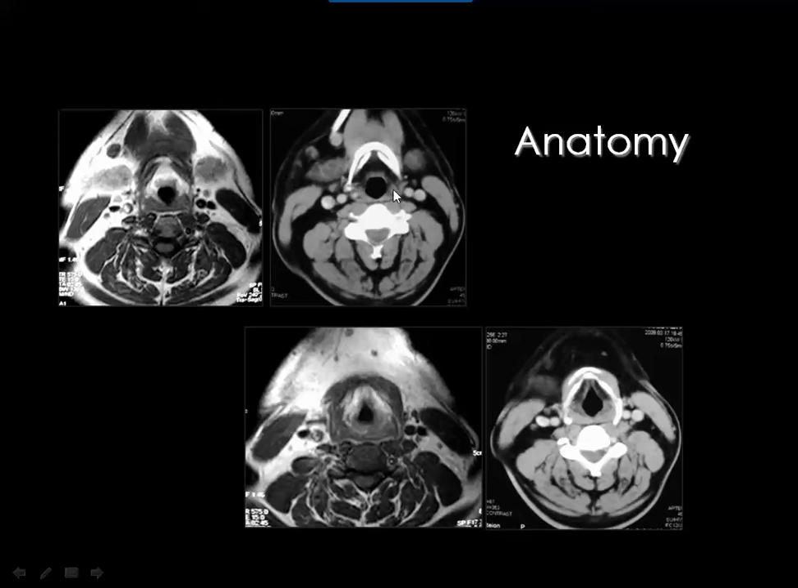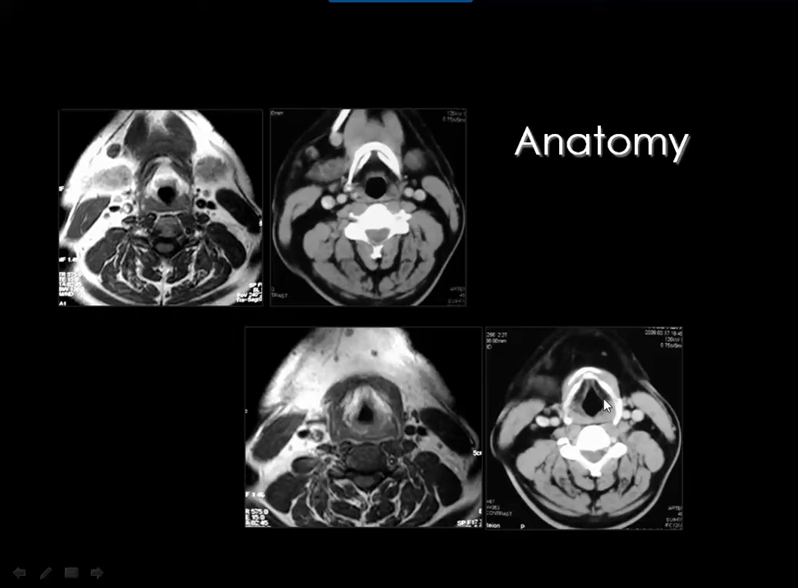Here you can see the region of the epiglottis, and this is the pre-epiglottic fat, and these are the mouth floor muscles we'll discuss after that. And this is the sternomastoid muscle, submandibular salivary gland, and this is a slightly enlarged lymph node which is not included in the anatomy.